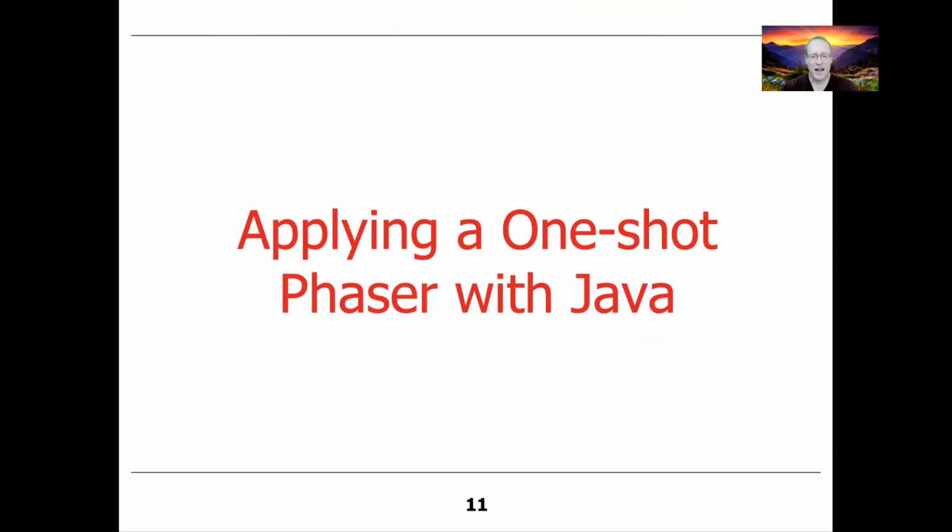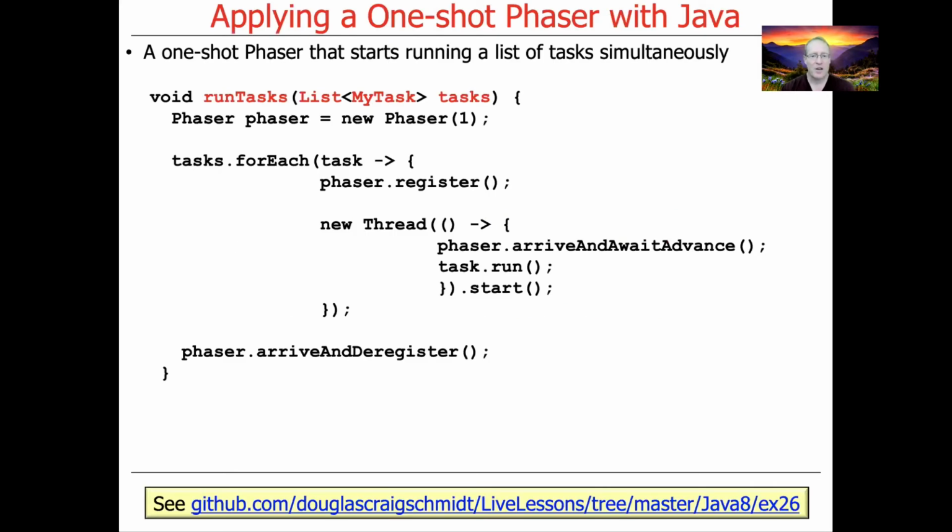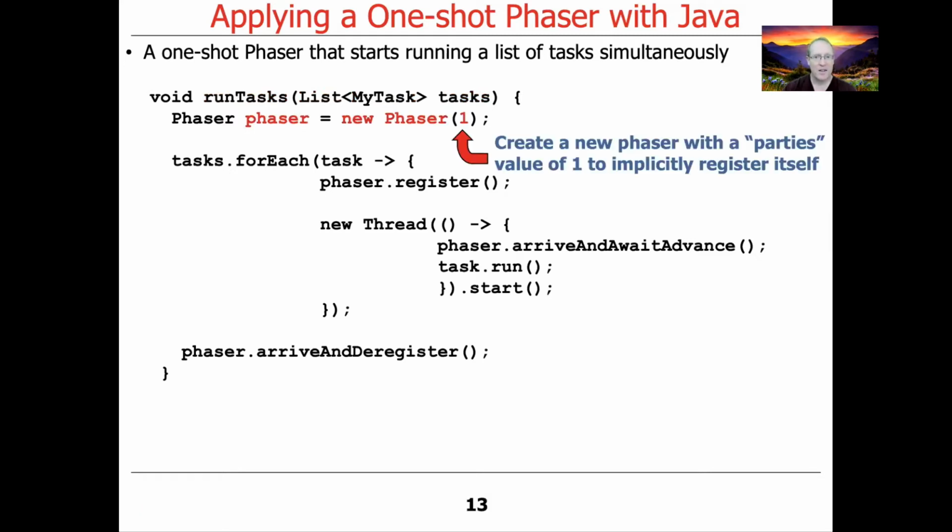So let's first take a look at having a one-shot phaser using the Java mechanisms we've talked about. So here's what this looks like. You can again go take a look at the code in the link at the bottom of the slide. So runTasks takes a list of MyTask objects. And the first thing it does is it makes a phaser with a value of 1. So what that basically says is it's going to implicitly register itself, where itself is the thread that's calling the runTasks method. So we have a parties count of 1.